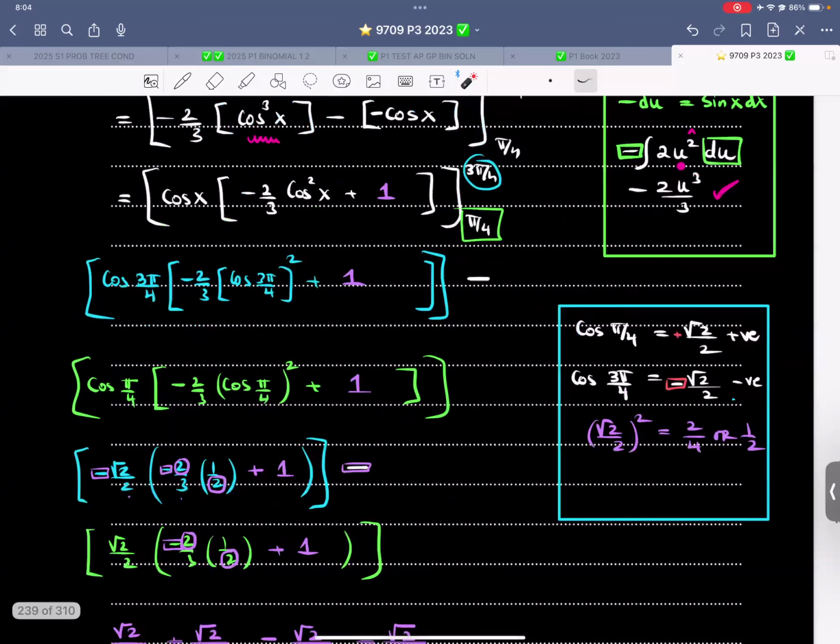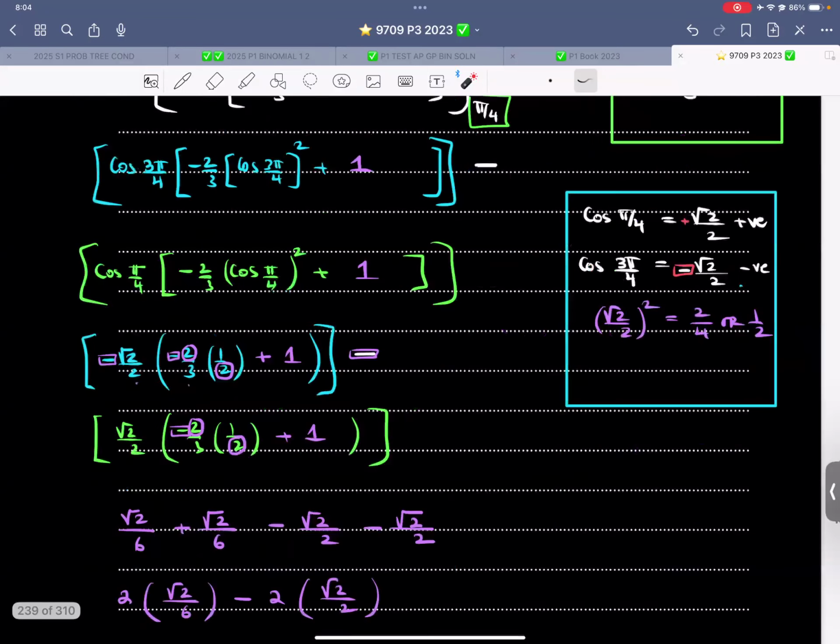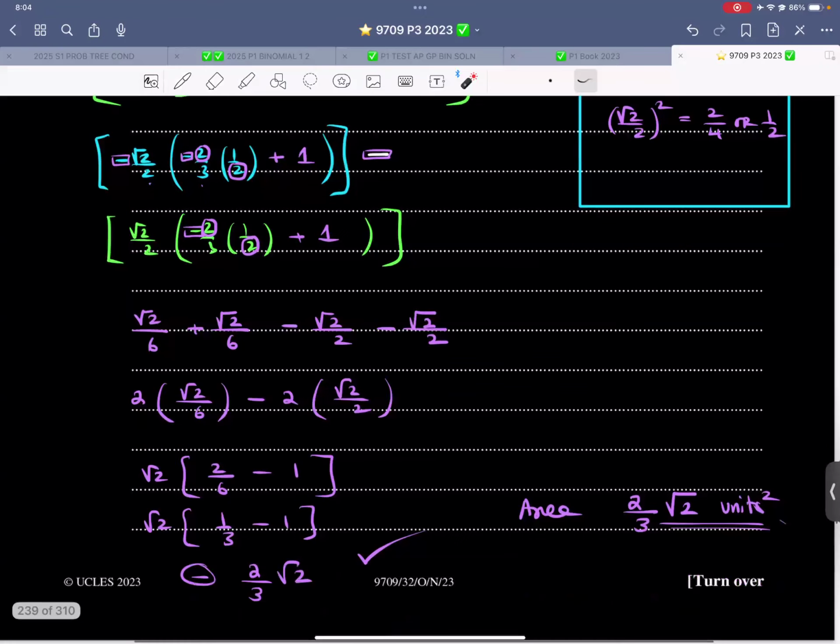So that is how this particular thing is done. Just look at the working. Look at all the shading that I have done. And that is the final answer. Naturally, it's coming out to be negative because area below the x-axis is negative. Just give the answer with the positive value.